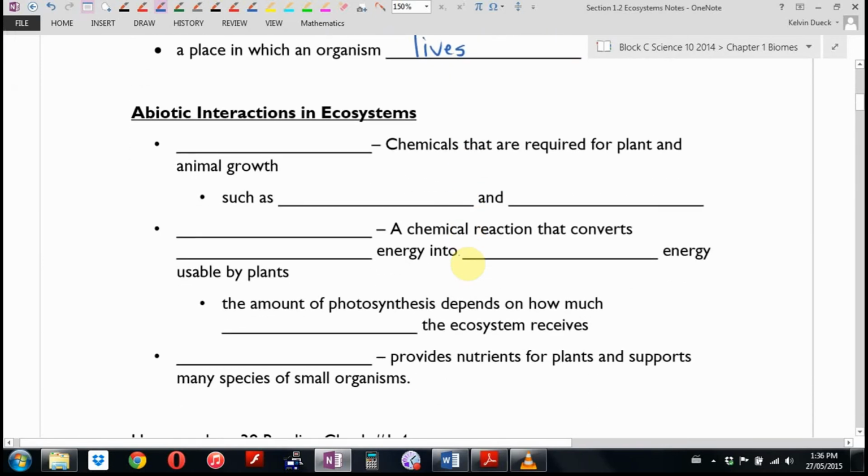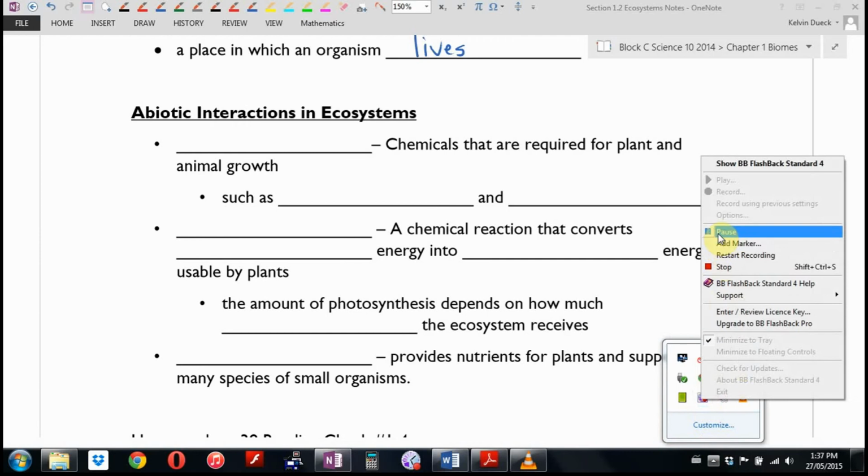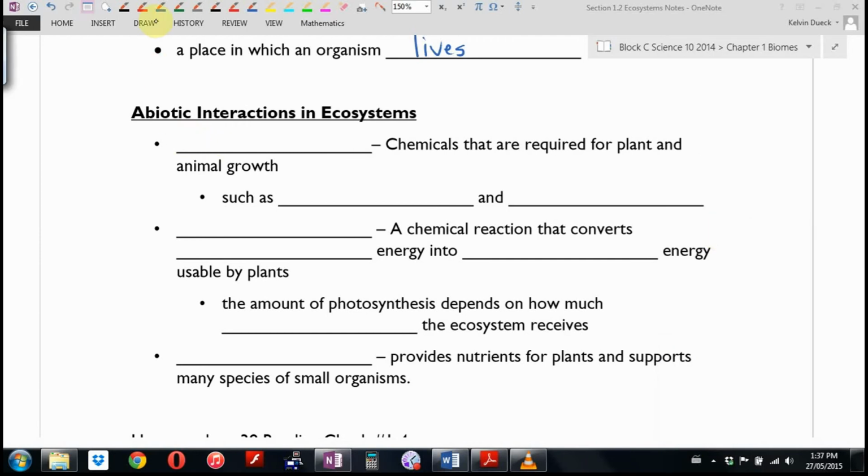Some abiotic interactions, some non-living interactions within ecosystems. Well, first thing we have are, oh, my pen was doing so well and now it just stopped again. I just had the tech guy. Nutrients. Nutrients, there's an N there. These are chemicals that are required for plant and animal growth.